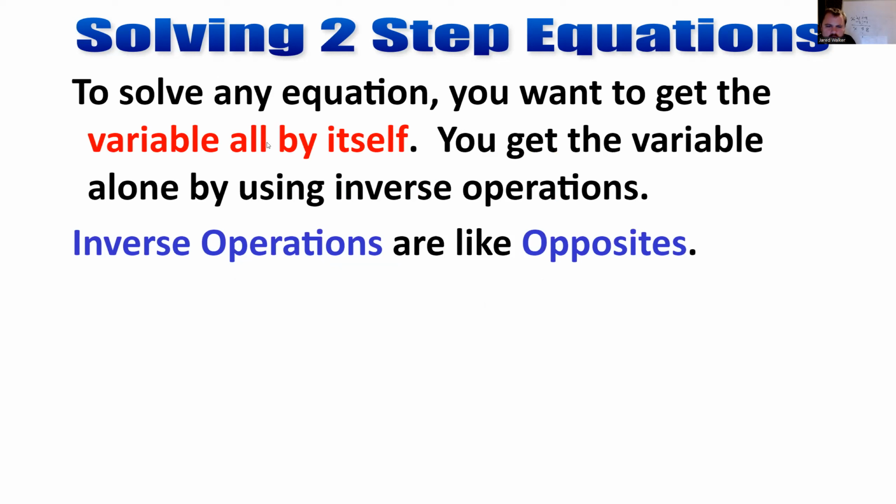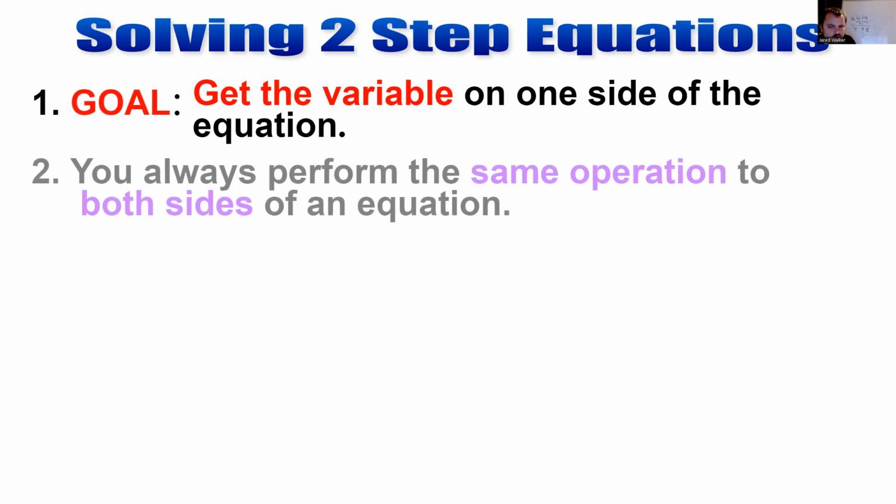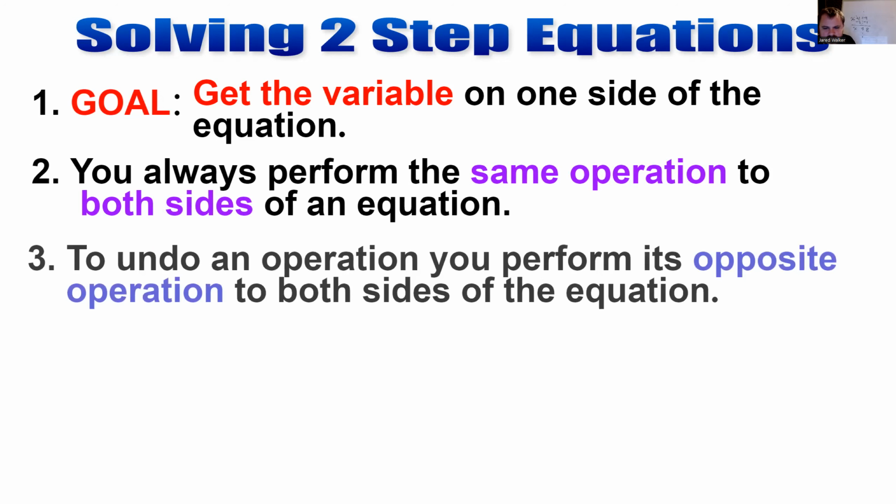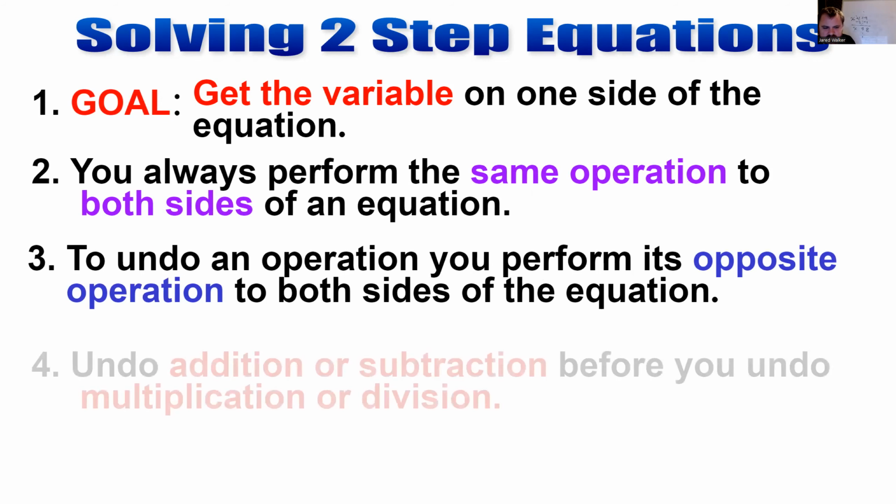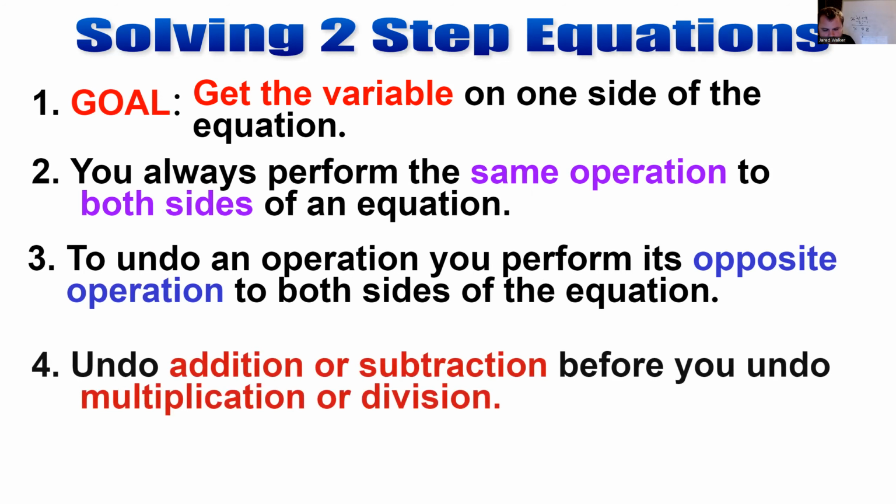So the whole goal of this is to get the variable by itself by using the inverse or the opposite operations. So the goal: get the variable by itself, and you always do it by doing the same thing on both sides. And to undo it, you do the opposite operation on both sides. And in order to decide that, you go the opposite of the order of operations. So you do addition and subtraction first, and then you undo any multiplication or division.